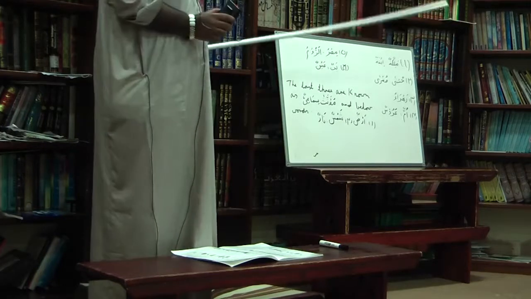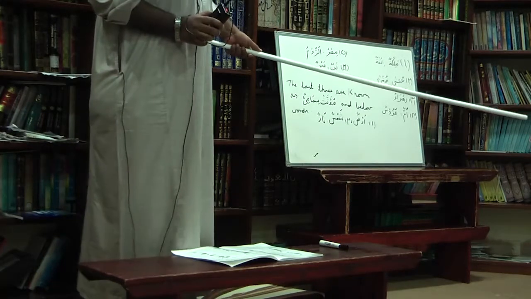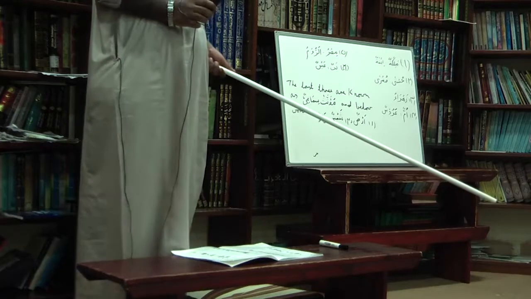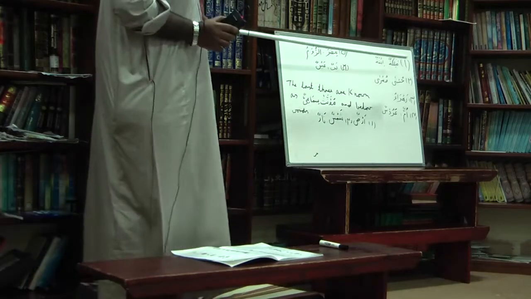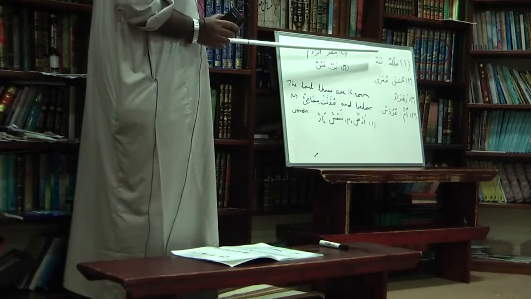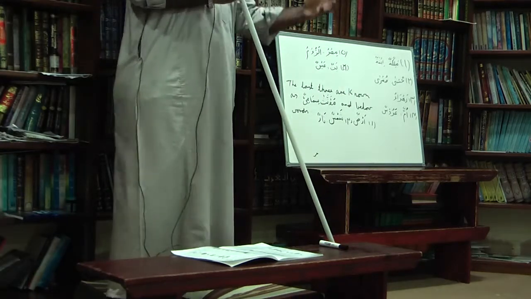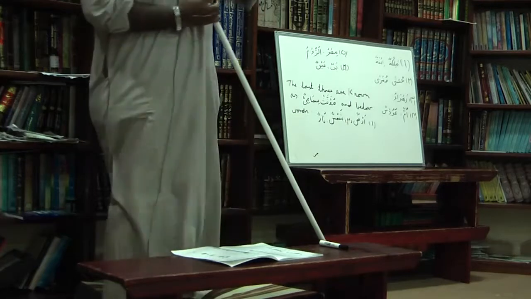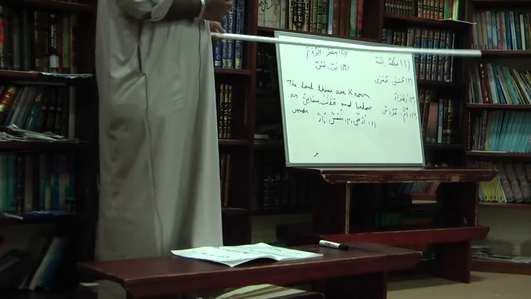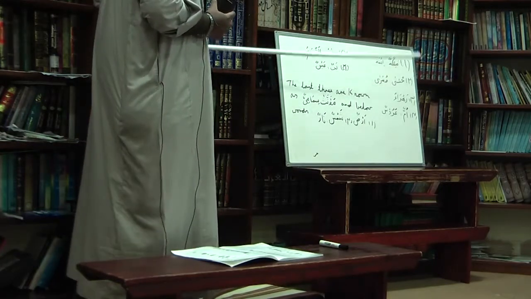Okay, so this ta is called ta marbuta. Why? Because this ta has been attached. It's not part of the original word. You understand? The original words are malikun, ibnun. So ta marbuta, the name where it comes from, is the ta which has been attached to it. That's why it's called ta marbuta. Okay? So that's the first example.